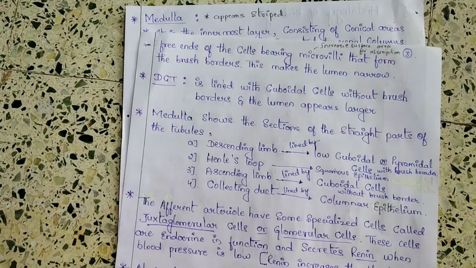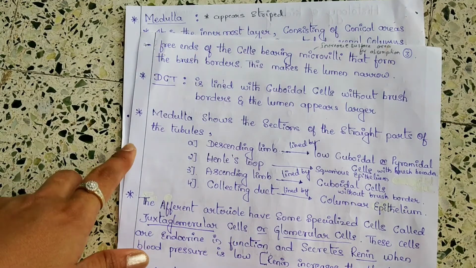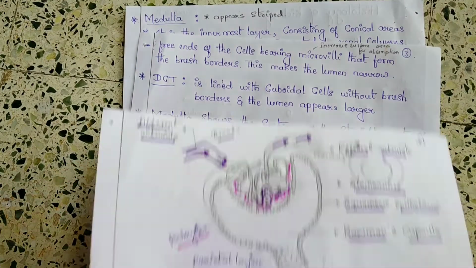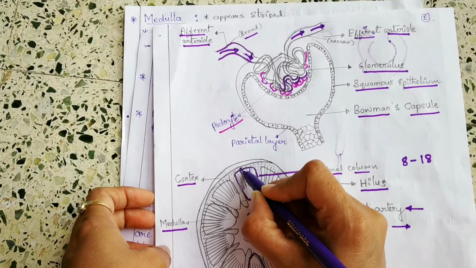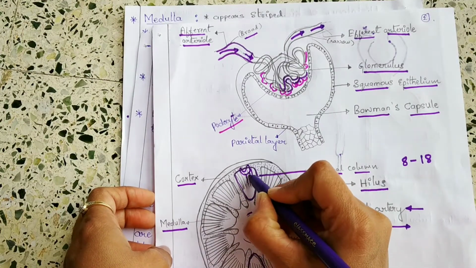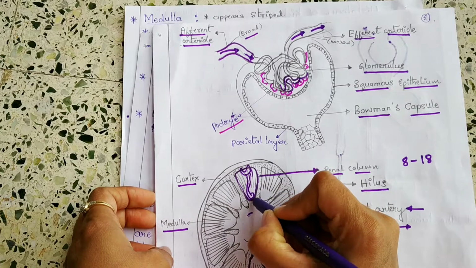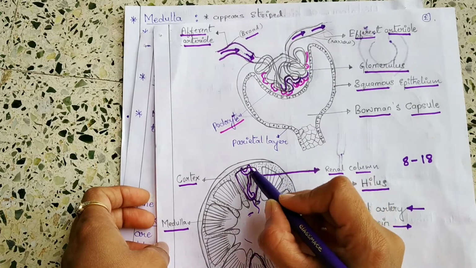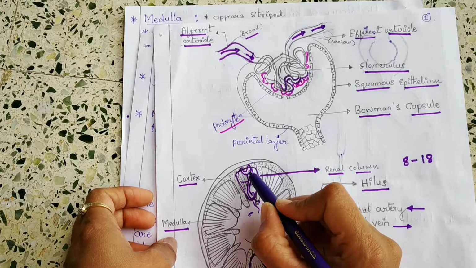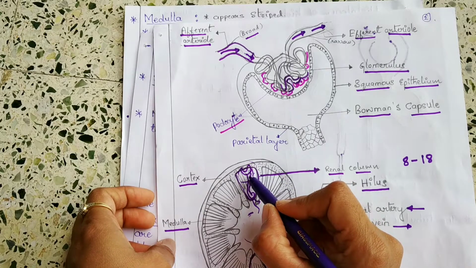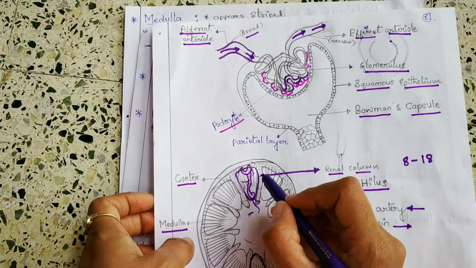The next one, the medulla. Imagine from here, this is the Bowman's capsule, and it will spread out like this. That's why I mentioned that in the cortex region you can find the Bowman's capsule, proximal convoluted tubule and distal convoluted tubule.